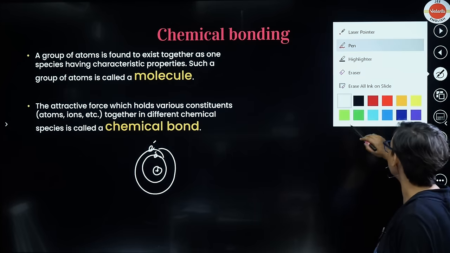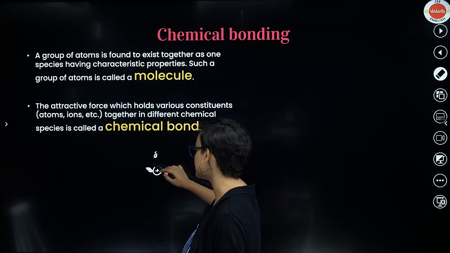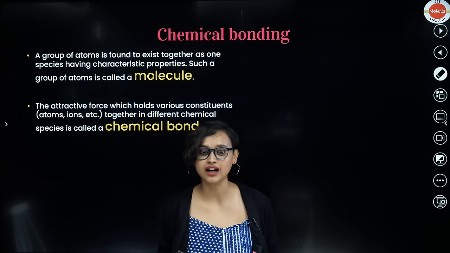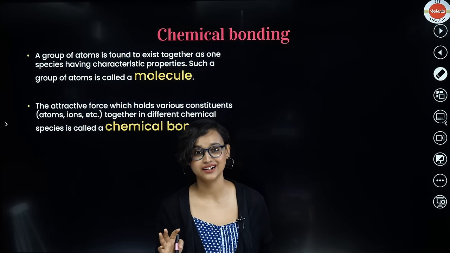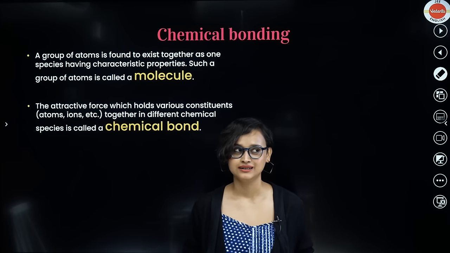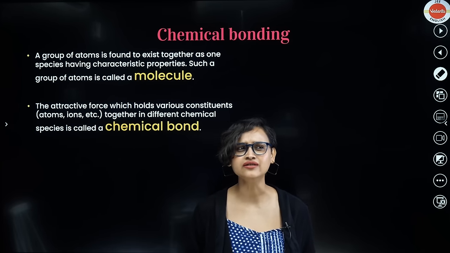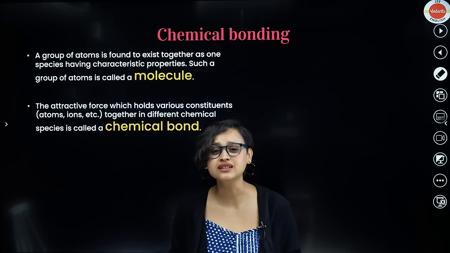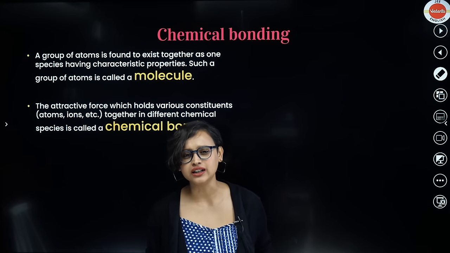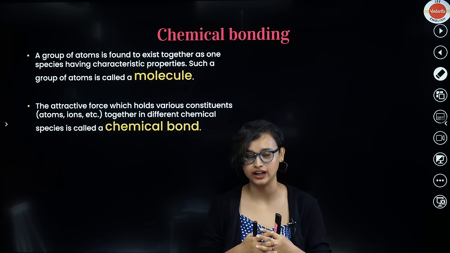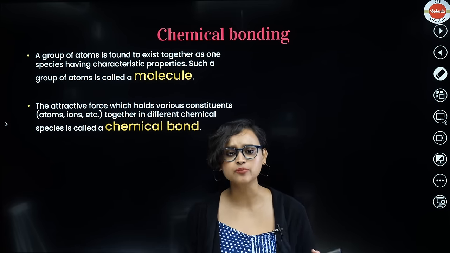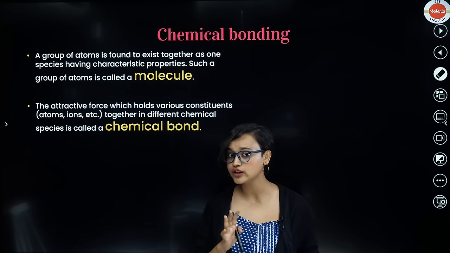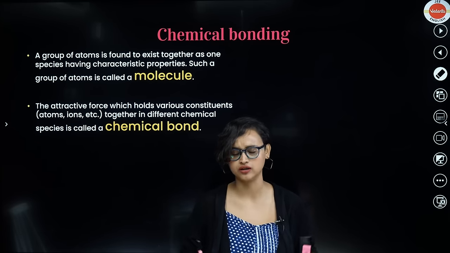Now, we also got to know, my dear students, that atoms don't like staying alone, just like us. Of course, some of us, like me, don't like being with anyone. I really like staying alone. I think I enjoy my company the most. In short, I'm a loner anyway. But there are people who like having someone around. We like having friends. We like having our families together, isn't it? Very similarly, atoms were also found to exist together as one species, and they have their characteristic property. Such a group of atoms, we started calling a molecule. Great. We understood that atoms stick together and we call it a molecule. Amazing.